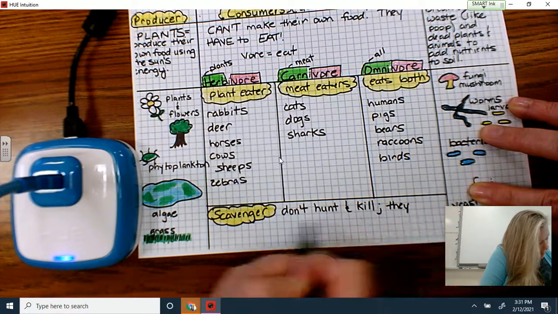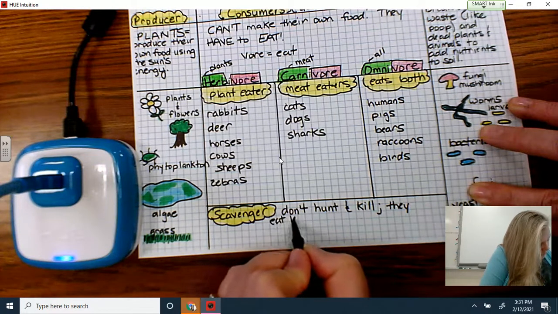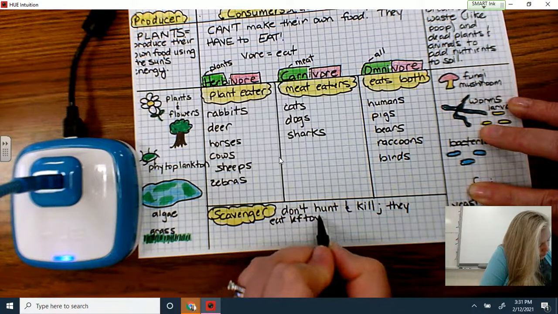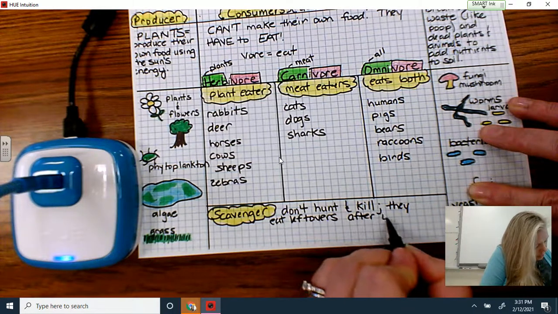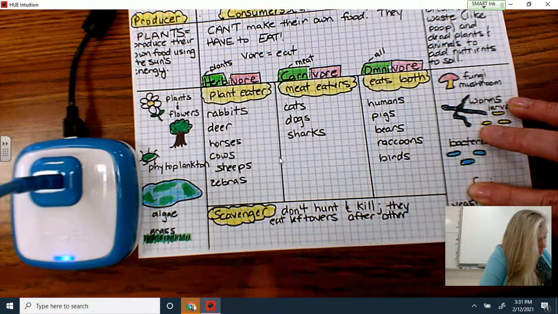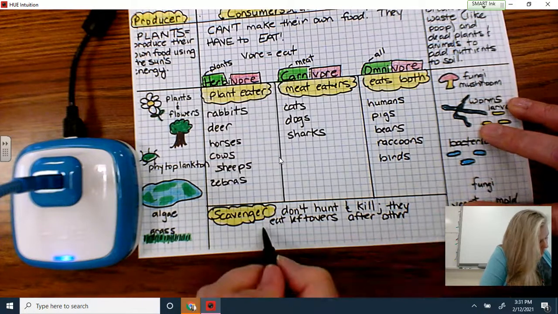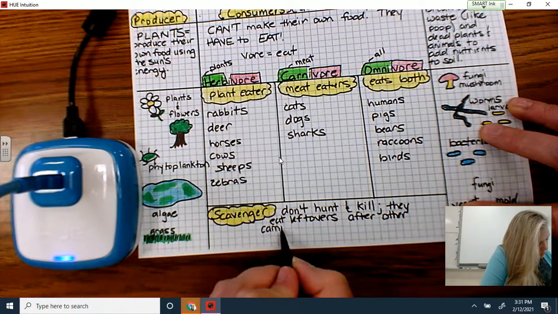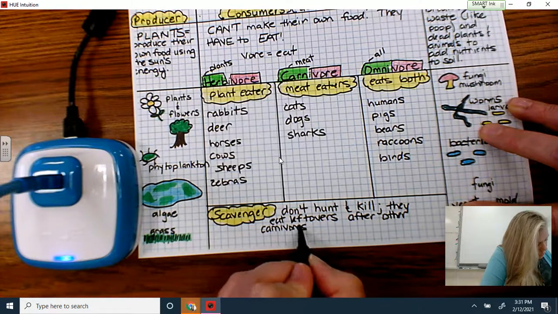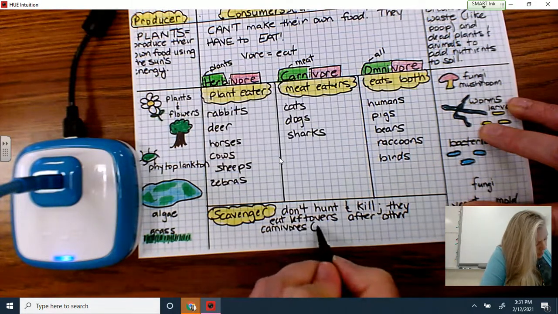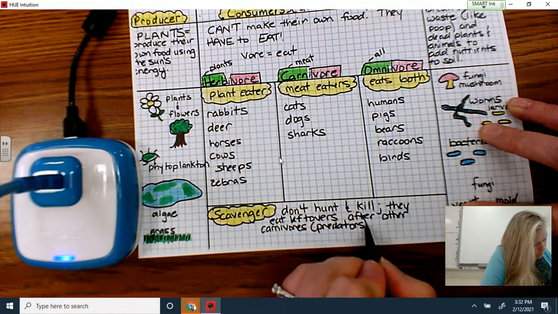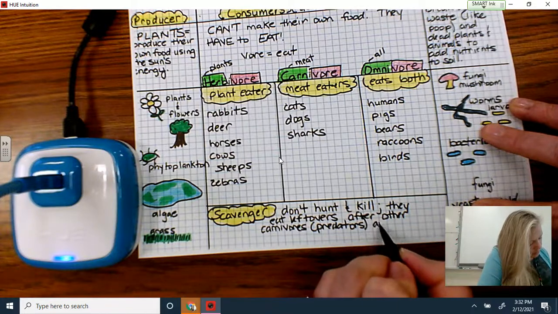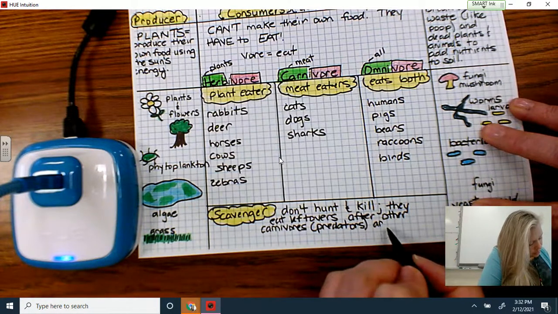They eat leftovers after other carnivores, because they're carnivores too. They only eat meat, but they just don't kill it. After other carnivores, predators, so predators will do the killing. After they are done, scavengers get in there and they eat the rest of the meat off of the bones.